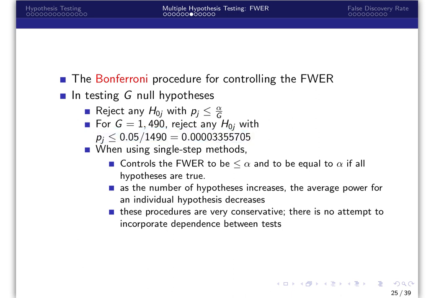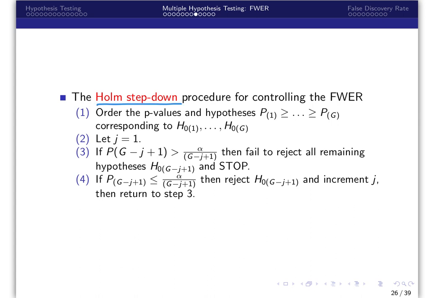Both of these single-step methods decrease power as the number of hypothesis tests increase. That is, the single-step methods may lead to a failure to accept a truly significant different test result. Both are very conservative and do not attempt to incorporate dependence between tests. The Holm step-down procedure recognizes that once a test has been performed, there are then G-1 tests remaining. Therefore, this procedure attempts to incorporate some dependence between tests.